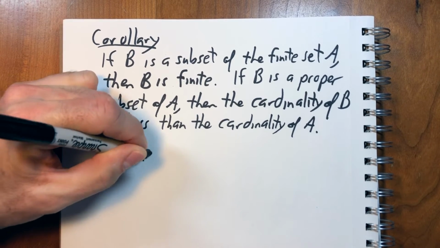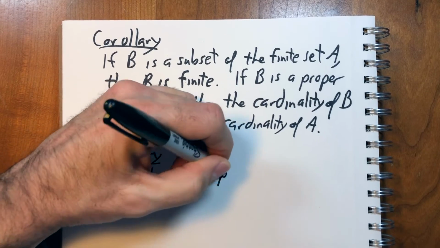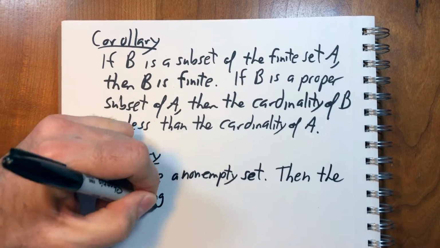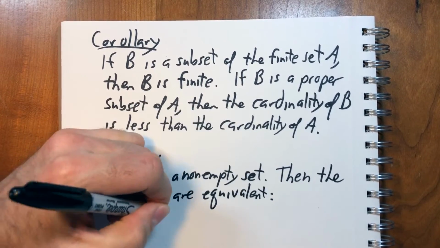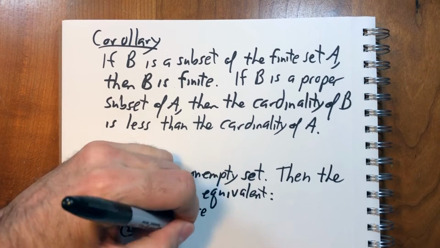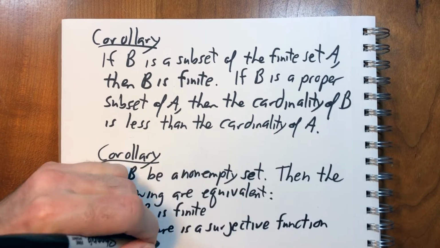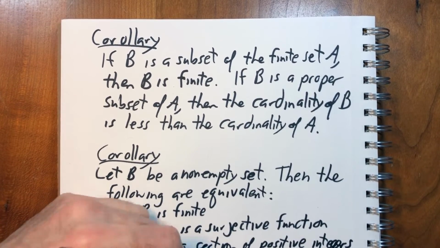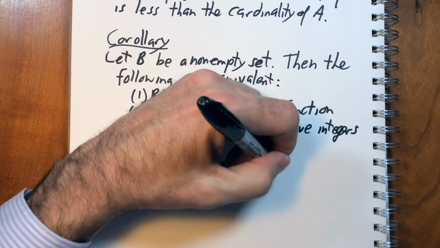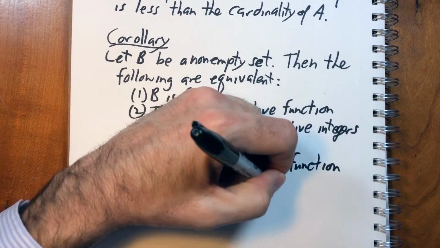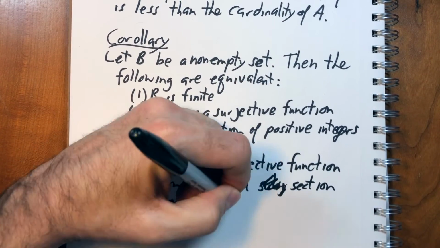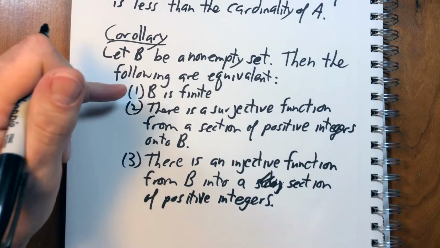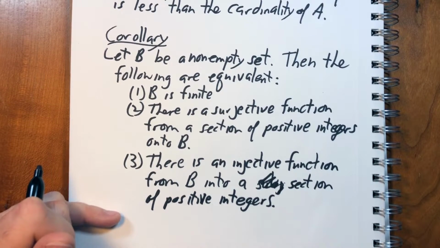So, corollary. Let B be a non-empty set, then the following are equivalent. 1, B is finite. 2, there's a surjective function from a section of positive integers onto B. And 3, there's an injective function from B into a section of positive integers. Each one of these statements is equivalent.